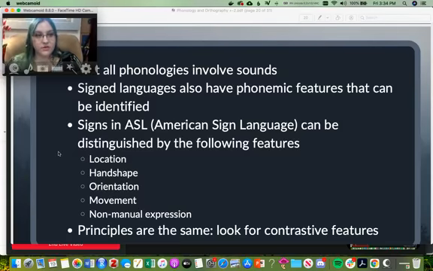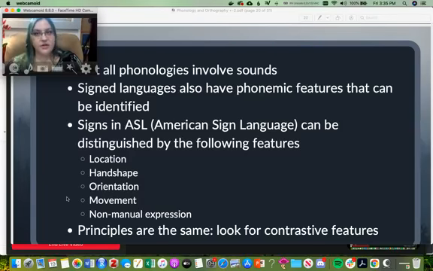Things like location, which refers to where the sign is actually produced. Handshape, which is the shape that your hand is actually in to make the sign. Orientation, which is which way the sign is facing when you do it. Movement, which involves moving during the sign's production. And also non-manual expression. So do you have to do something with your face simultaneously to doing something with your hands? So these are all things that can distinguish separate signs that mean different things.